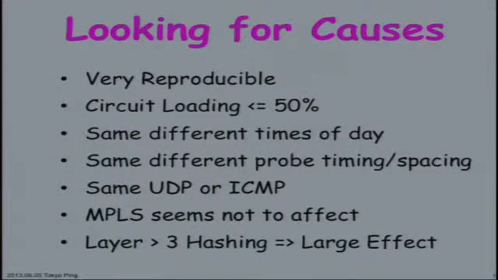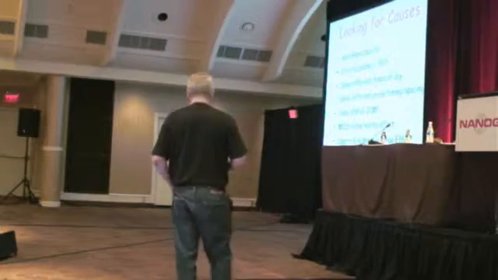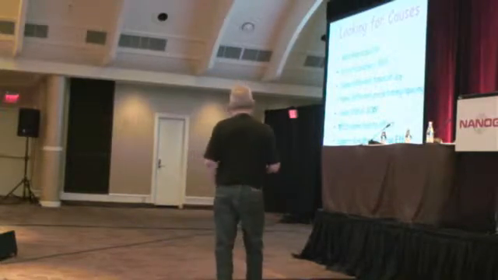Boo hiss. Different times a day, same thing. Different probe timing and spacing, same thing. UDP or ICMP, same things. MPLS seems not to influence things. The biggest thing we could find that influenced things is you can actually say how deep into the packet the hashing looks. And if you look beyond layer 3, in other words, into the port, those measurements we had where it was configured to go for the port were significantly worse.